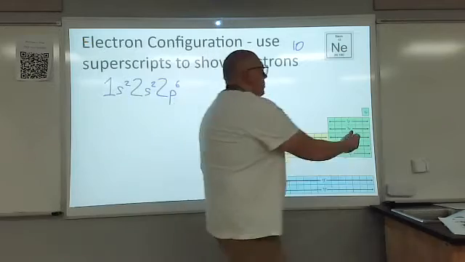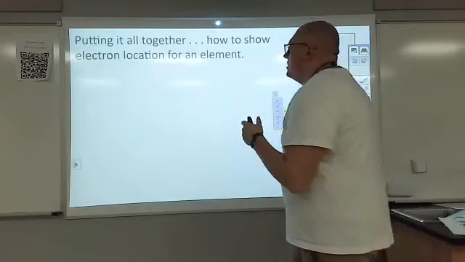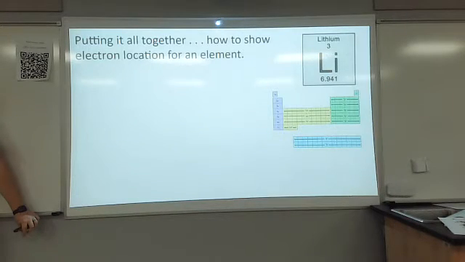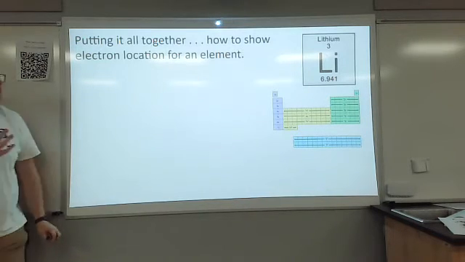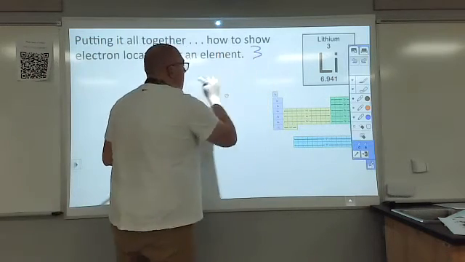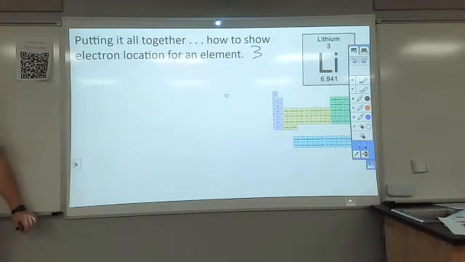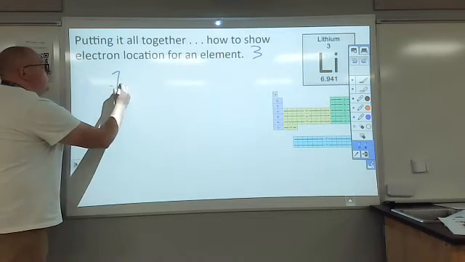All right, I want you to walk me through lithium. What do I do first? See how many electrons it's got. How many electrons does lithium have? 3. So I have to make sure that in the end, my electron configuration has 3 electrons total. Okay, now what? Got to start at level 1. Always start at level 1.